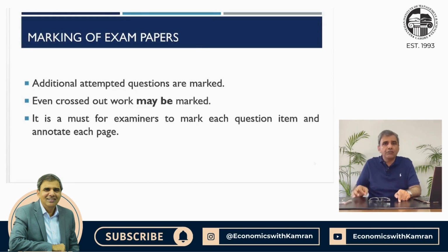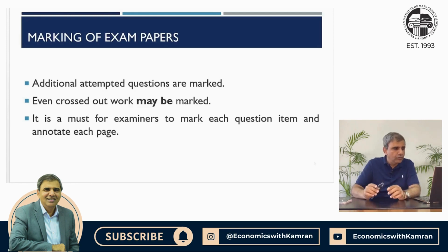But if you attempt question 1, an optional question, cross it out and provide an alternative answer to question 1 one more time, only the new or alternative response will be marked and the crossed out work will not be marked. Similarly, if you write 4 paragraphs for a question and out of those 4 paragraphs you cross out 1 paragraph, your 3 paragraphs which you have not crossed out will be marked and the crossed out paragraph will be ignored.